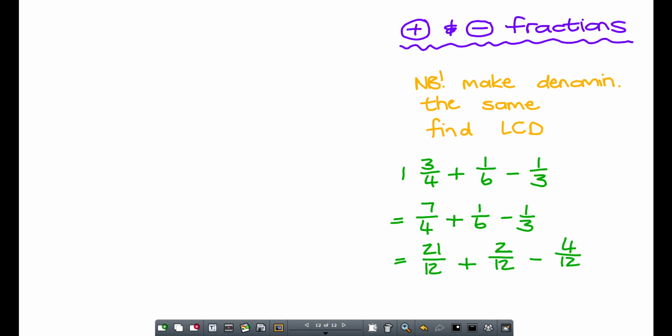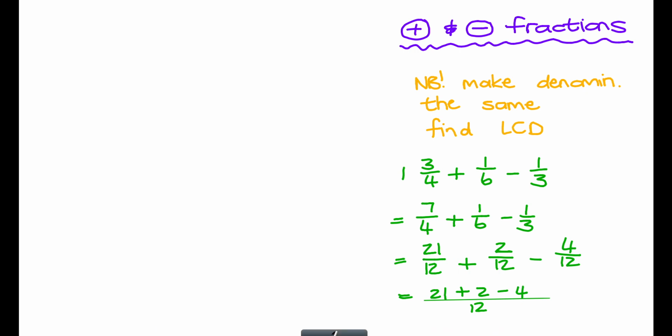Okay. Now, you could have written that out, but some kids like skipping directly to this: 21 plus 2 minus 4. So either one of those two. Do you guys see what I did? Now 21 plus 2 gives me 23.